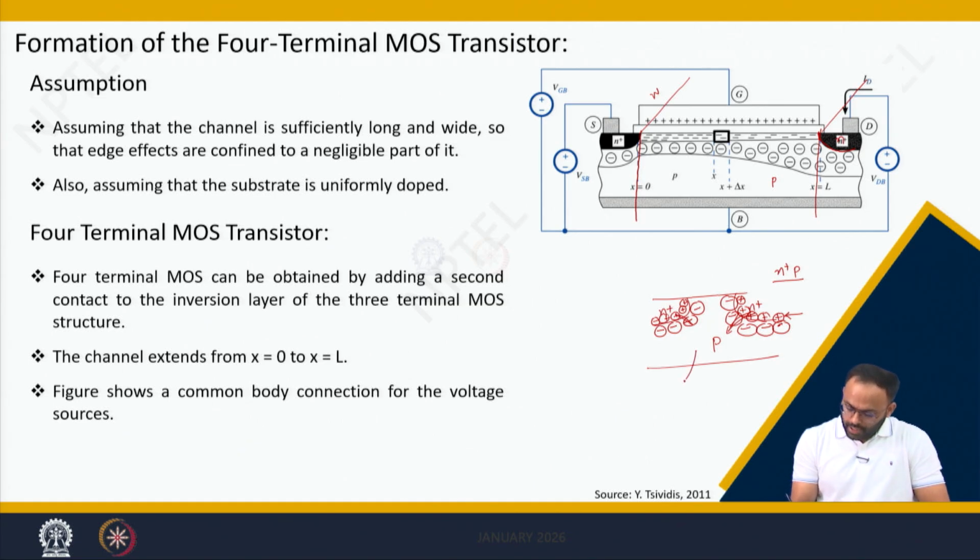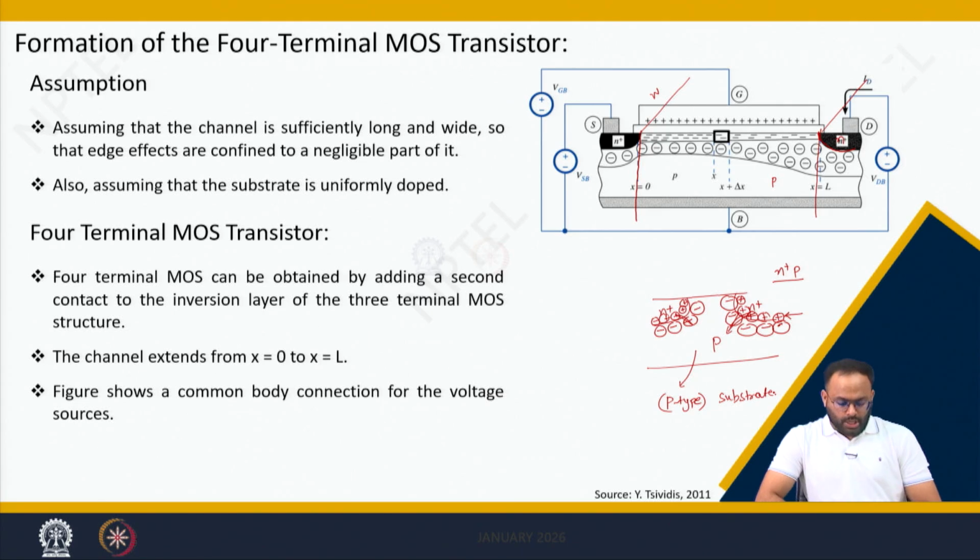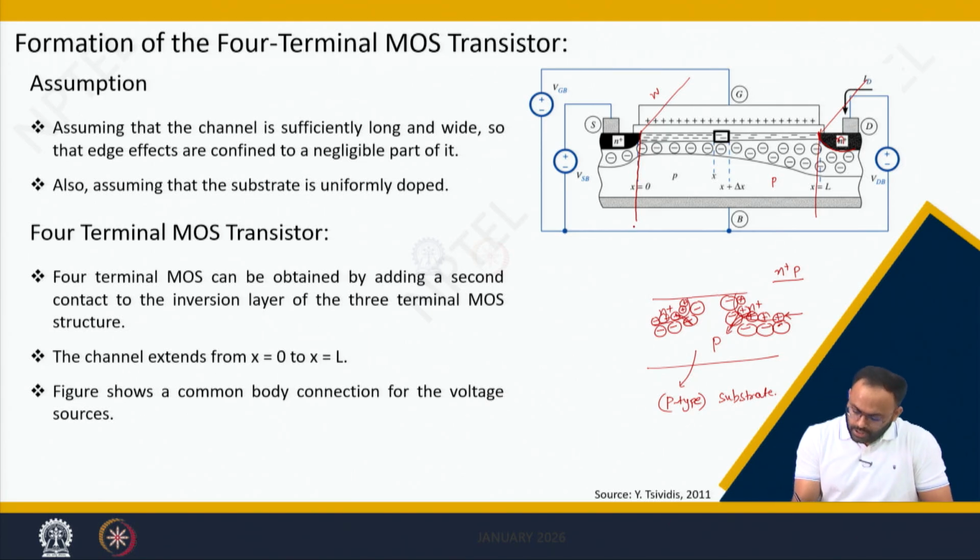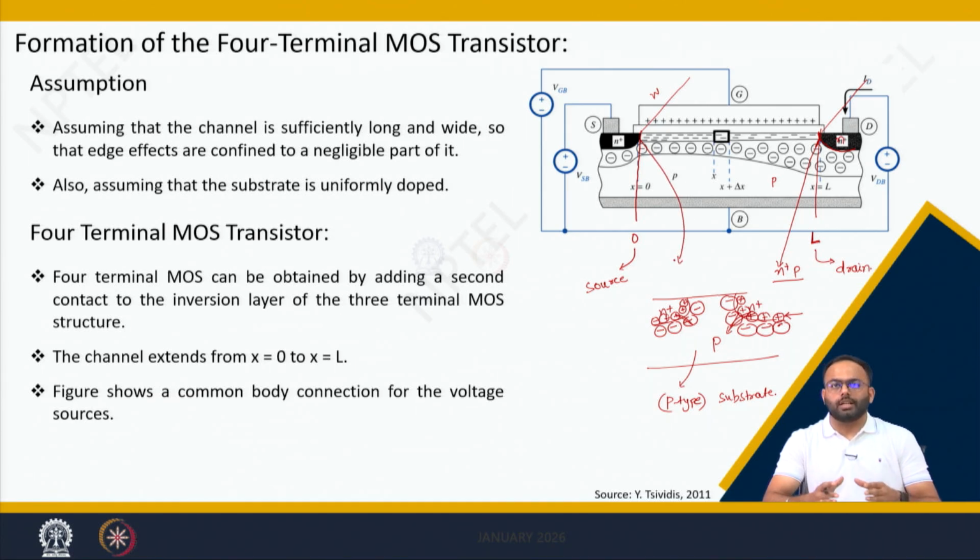The second assumption we will make is that the substrate is uniformly doped, and unless stated otherwise, this is nothing but p-type substrate. So the channel extension is considered from 0 to L, and again for simplicity we are mentioning 0 end is near to source and L is near to drain. So this point is near to drain and this point is near to source, and we will analyze the MOS transistor in between these points.